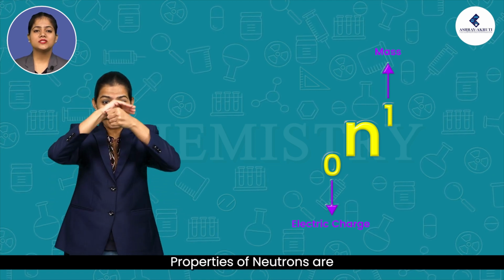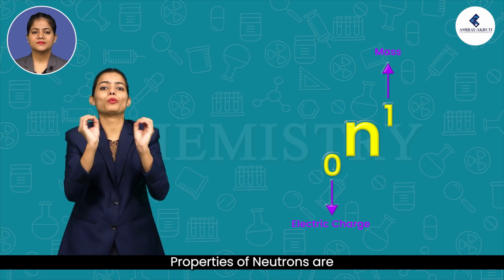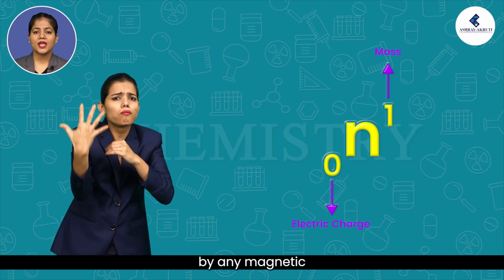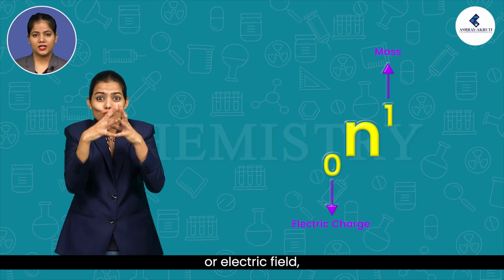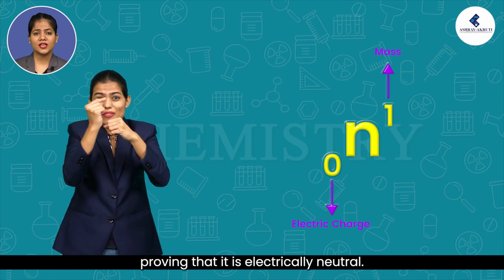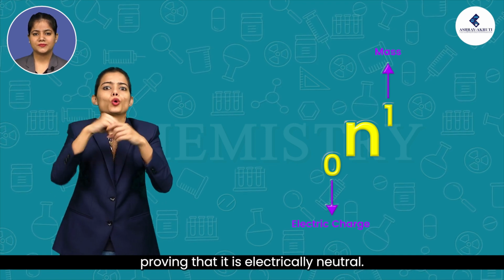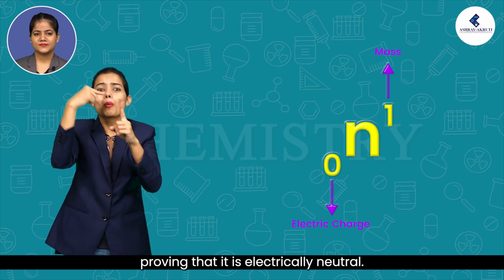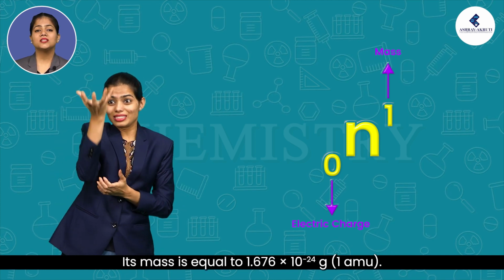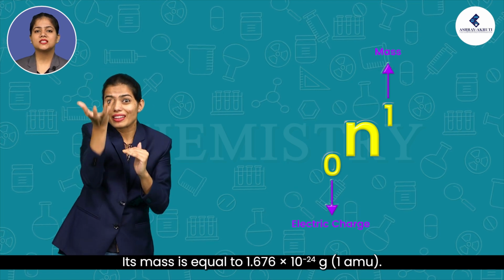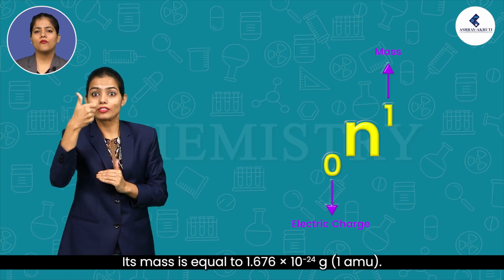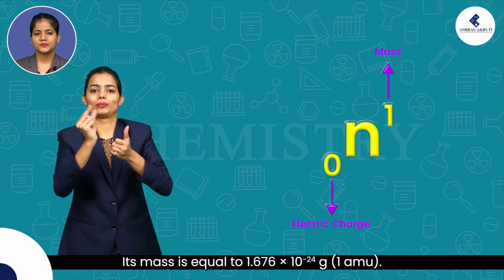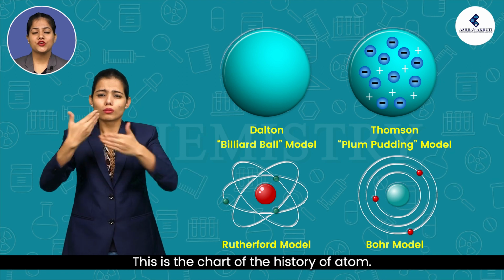Properties of neutrons are: this particle was not found to be deflected by any magnetic or electric field, proving that it is electrically neutral. Its mass is equal to 1.676 × 10^-24 g, 1 AMU. This is the chart of the history of atom.